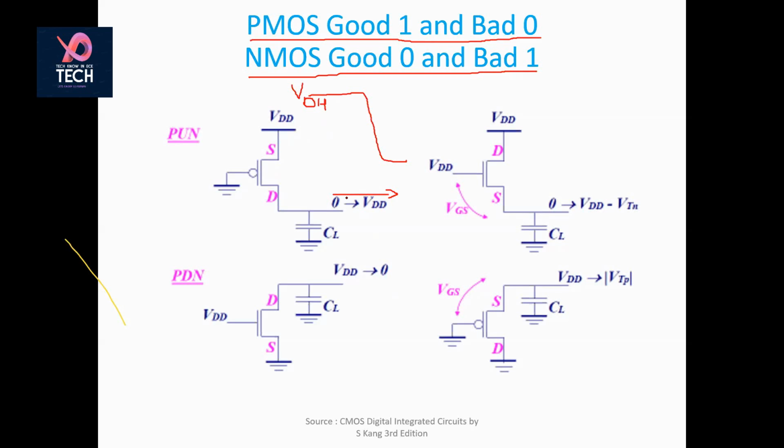Now bad for 0. Why is it bad for 0? So here you can see this is your pull-down network.